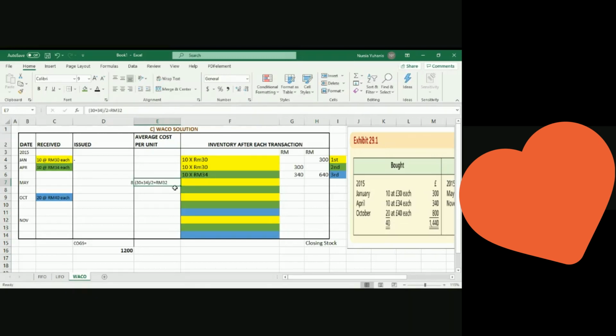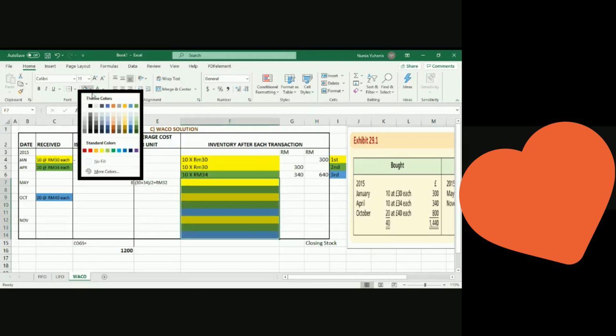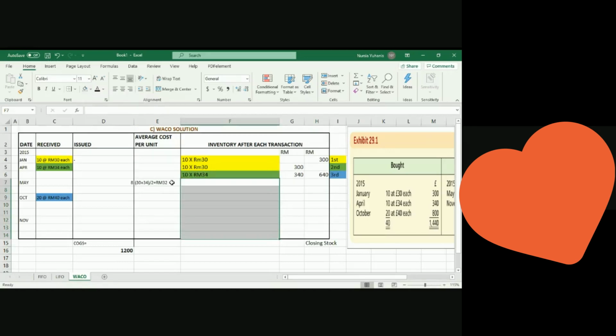So now you need to take this 32 as the... wait, there are some changes in terms of the table. Number of units in inventory now, you don't follow this color. So I change this into no color, meaning that once they get this 32, they will be based on this new 32 ringgit. So now 8 times 32. How much is 8 multiply 32?